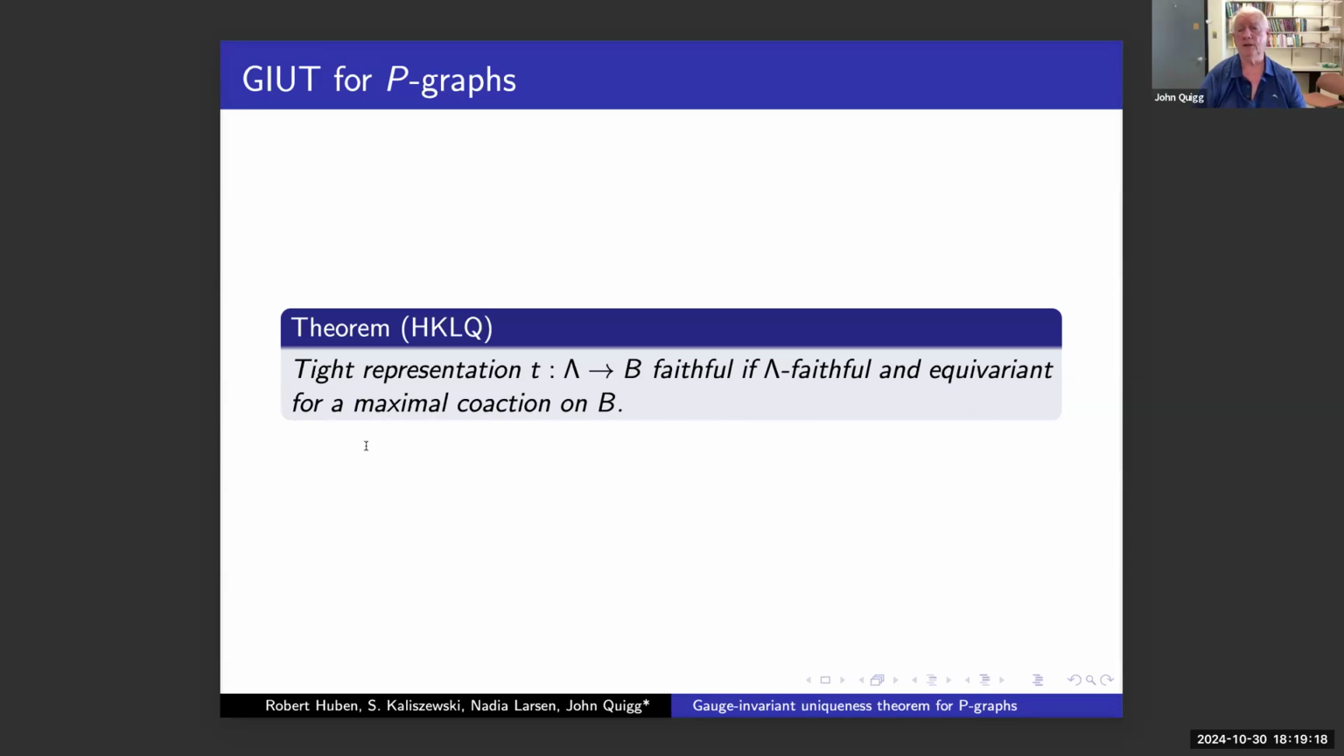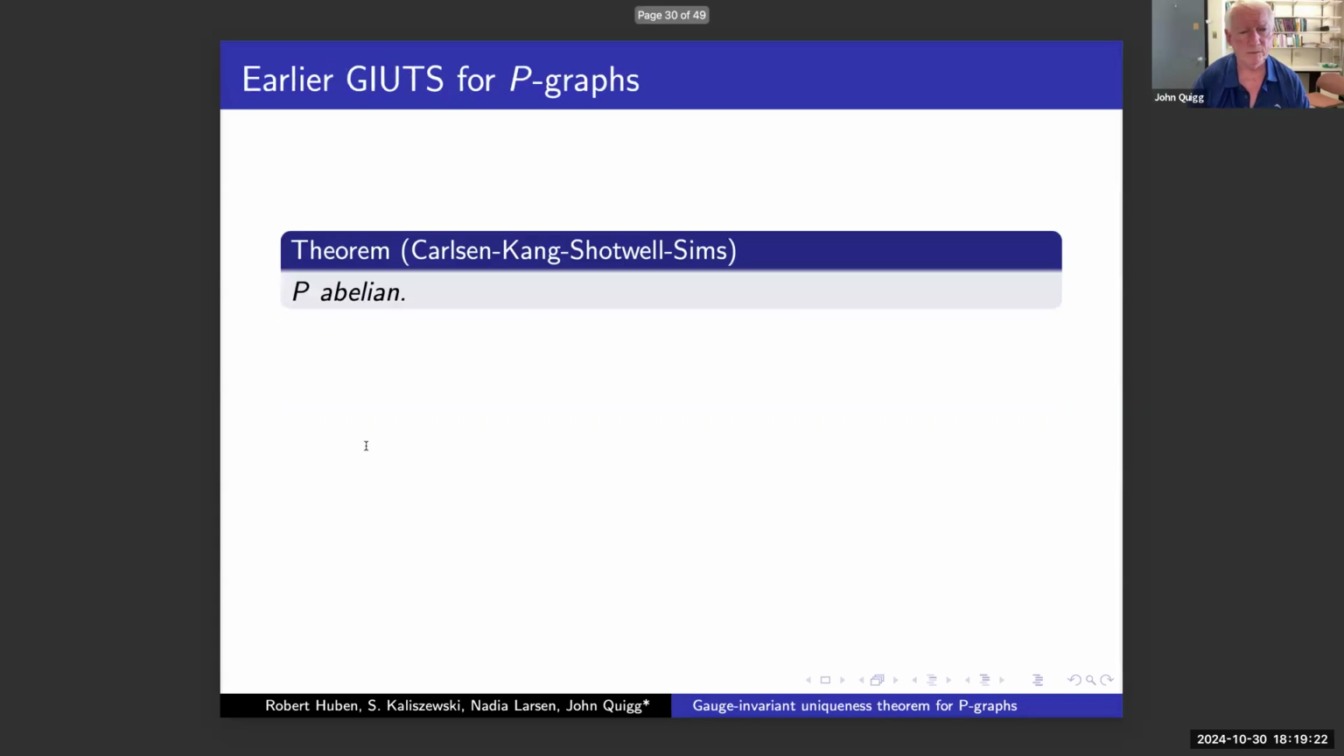I don't know if it's conceptually easier to handle, but it's a very simple-minded theorem.